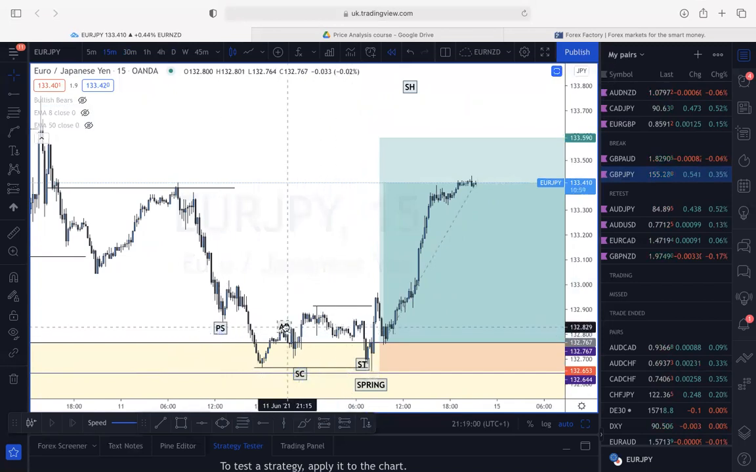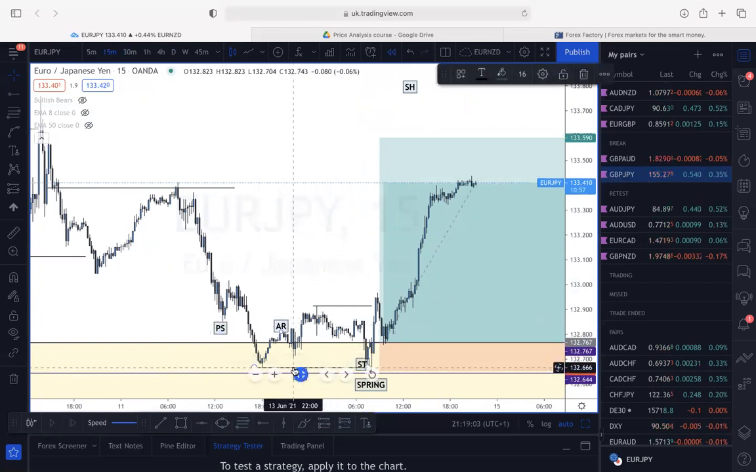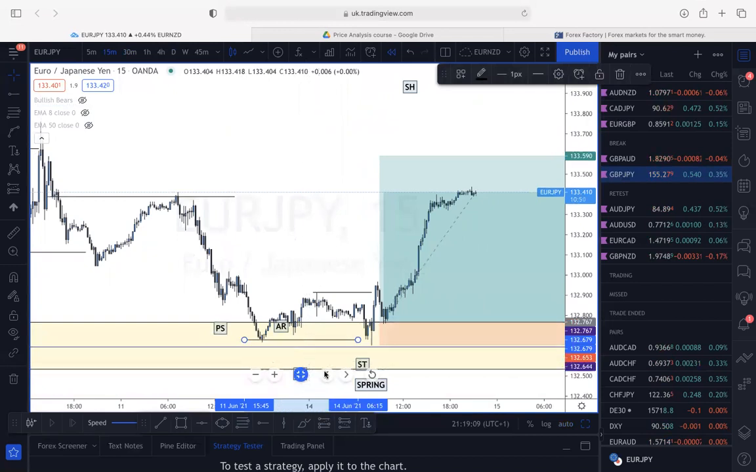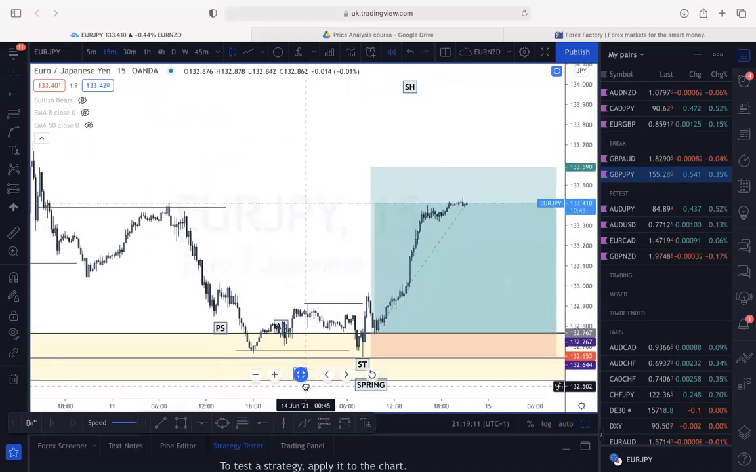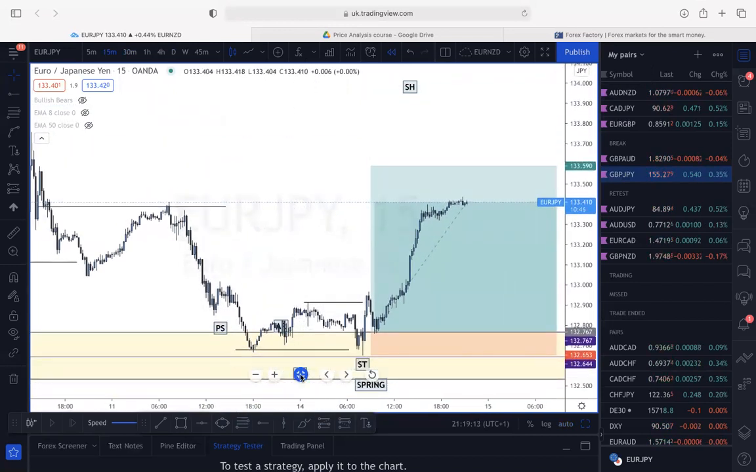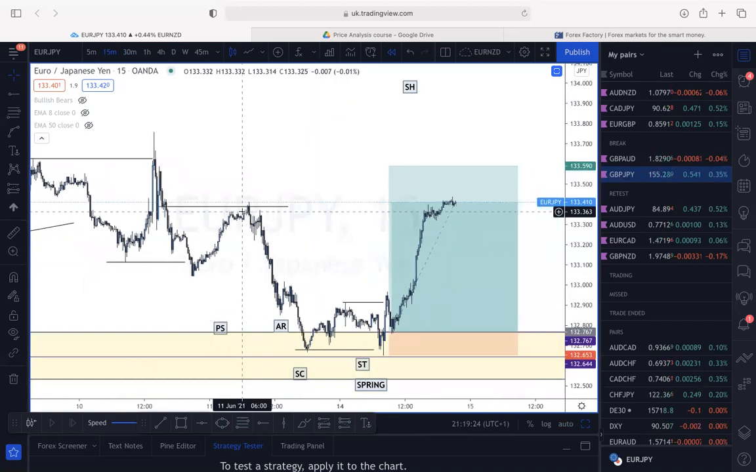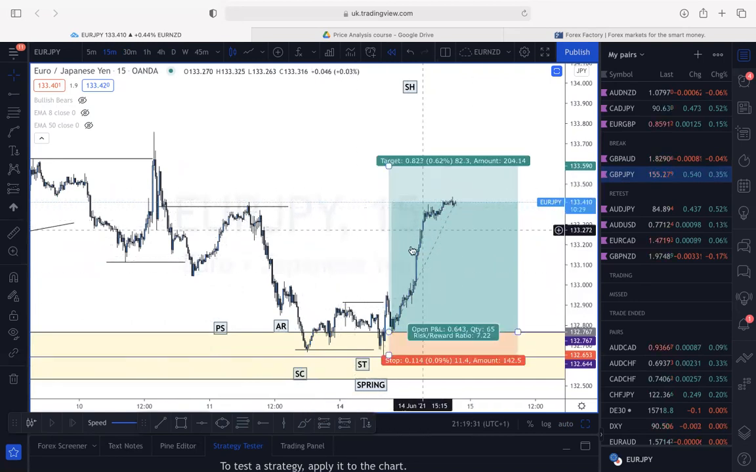We clean it up nicely. No, I can't get rid of this thing. Well, I can't get rid of it. But yeah, you can clearly see exactly what the price actually gave us today. And that is how I took Euro JPY as well.